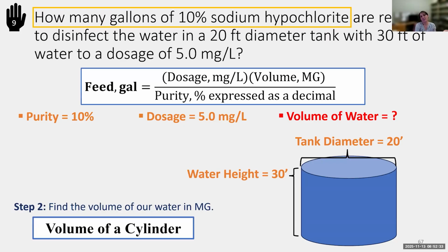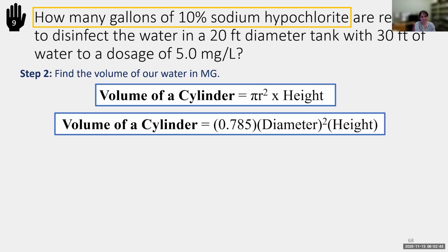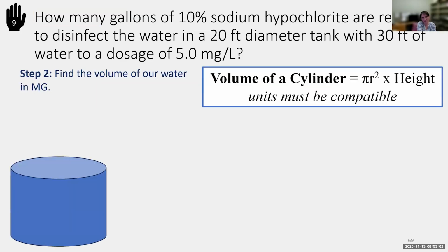So we're going to need to figure out the volume of a cylinder, because that's the shape of the water. In order to find the volume of our water in millions of gallons, you have two options. The volume of a cylinder equals pi r squared times height, or the volume of a cylinder is equal to 0.785, which is half of pi, times the diameter squared times height. I'm going to use the pi r squared to calculate our volume.